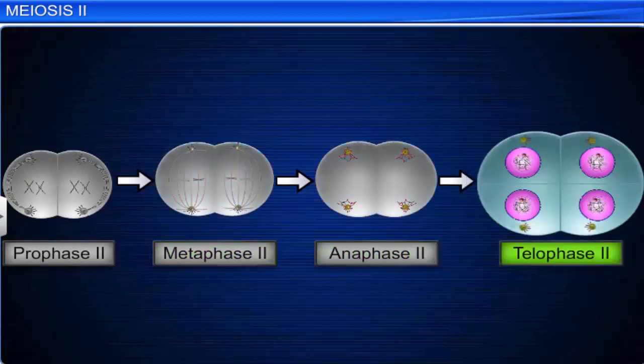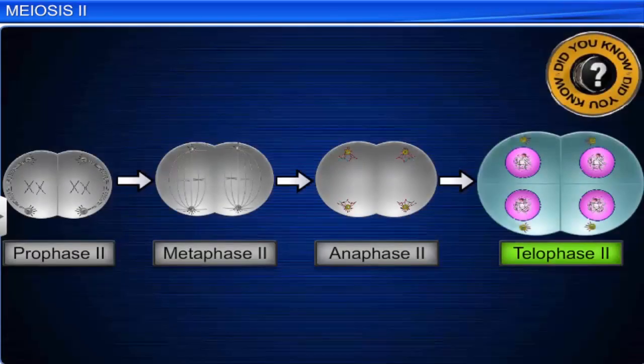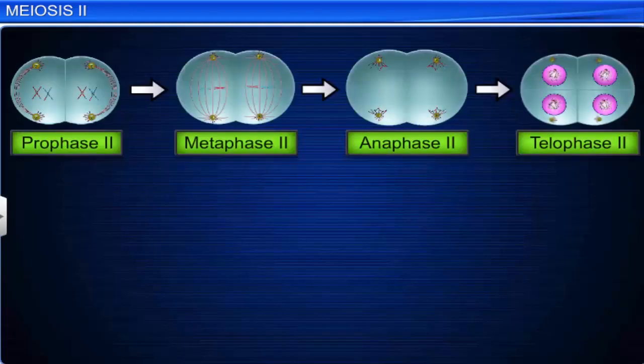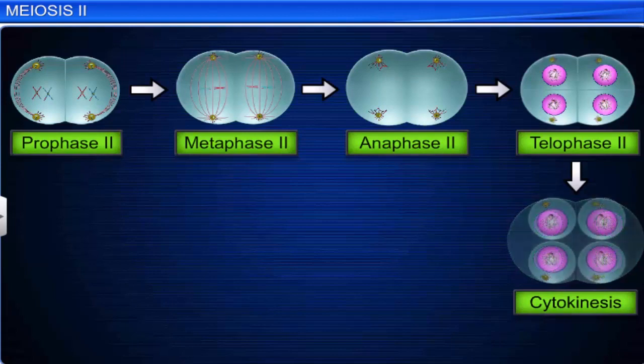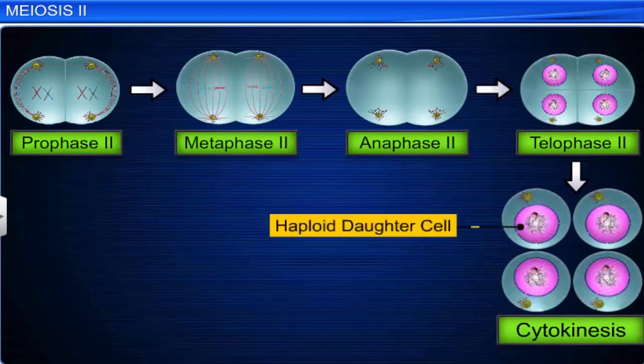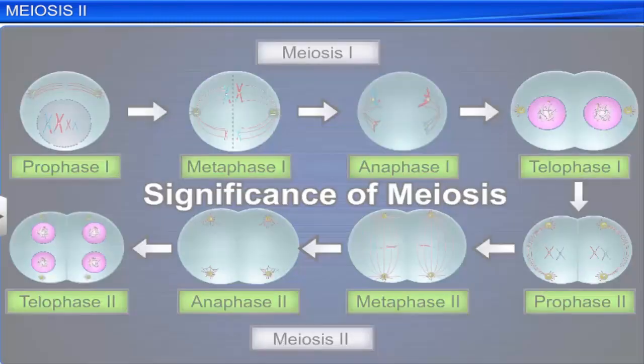During this phase, the chromosomes reach the opposite poles and a new nucleus with a nuclear membrane is organized at each pole. Did you know that all 4 nuclei differ from each other in genetic aspects due to the crossing over in prophase 1? Telophase 2 is generally followed by cytokinesis, during which the cytoplasm in each cell is equally divided, resulting in the formation of 4 haploid daughter cells.